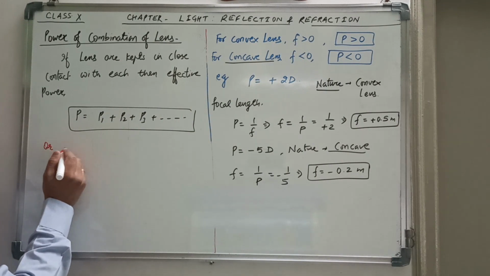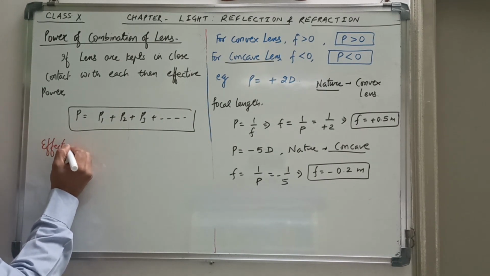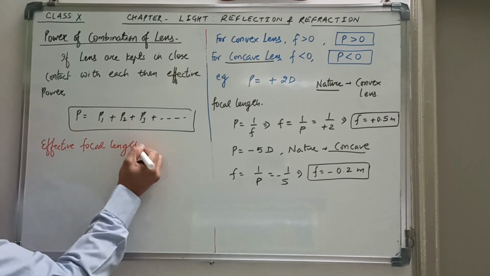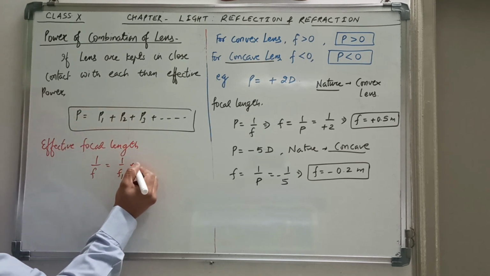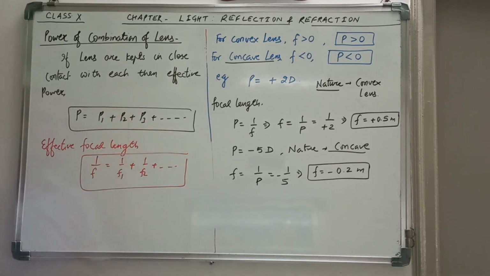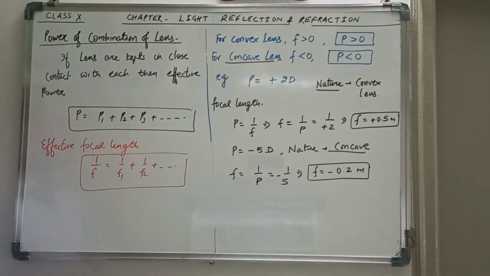And if you want to find the effective focal length also, then the effective focal length of the combination will be, this is P is 1 upon F, so this is 1 upon F is equal to 1 upon F1 plus 1 upon F2 and so on, because P is equal to 1 upon F. So if the lenses are kept in close contact with each other, then the effective power will be P1 plus P2 plus P3, and focal length will obviously be the reciprocal of the relation here, correct?